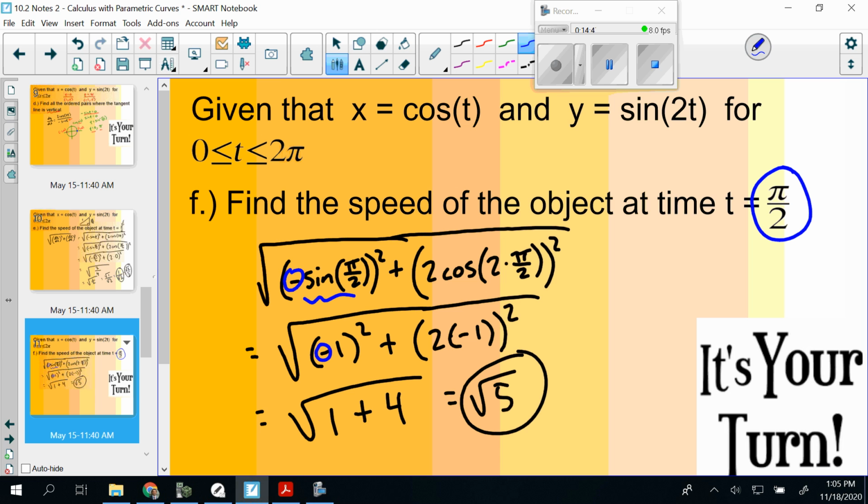Here we have to find cosine of 2 times pi over 2. Well, those 2's cancel, so it's cosine of pi. That's the x value at 180 degrees, which would be negative 1. So multiplying by 2 would be negative 2. Negative 2 squared is 4. Negative 1 squared is 1. Add that together, and the answer should come out to be square root of 5 as the speed, in whatever units this might be looking at.